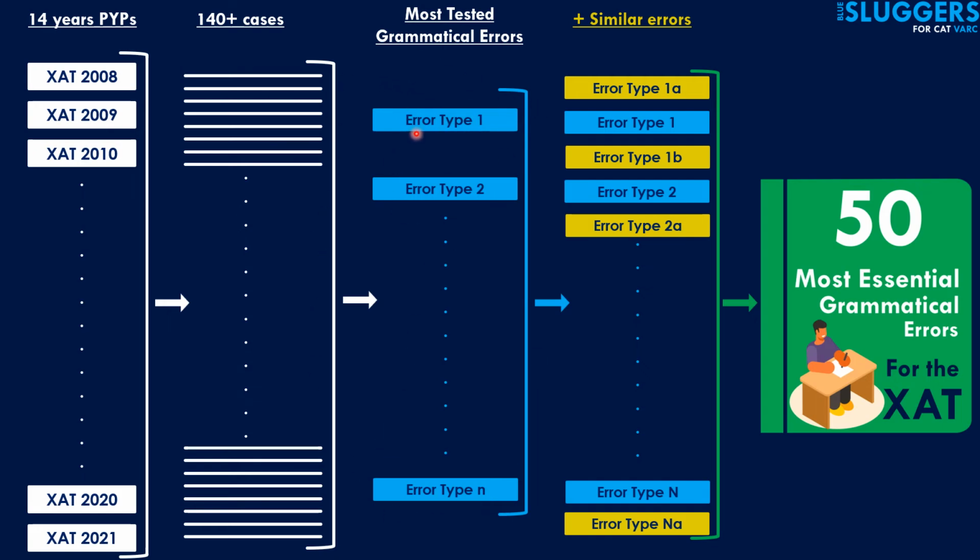For example, if error type 1 was from the topic of subject verb agreement, we added other important subject verb agreement errors to this list. Okay, so that's how we came up with this, and this final list is basically what gives you the 50 most essential grammatical errors for the XAT.